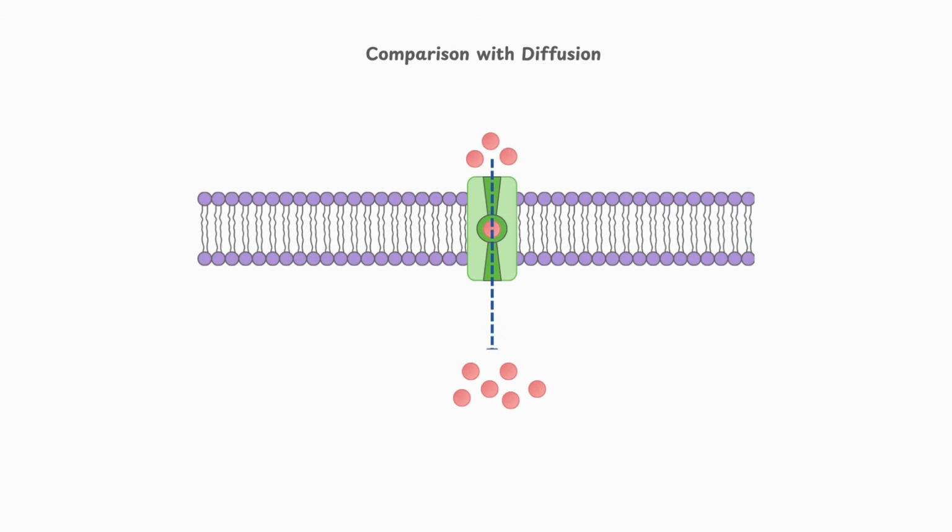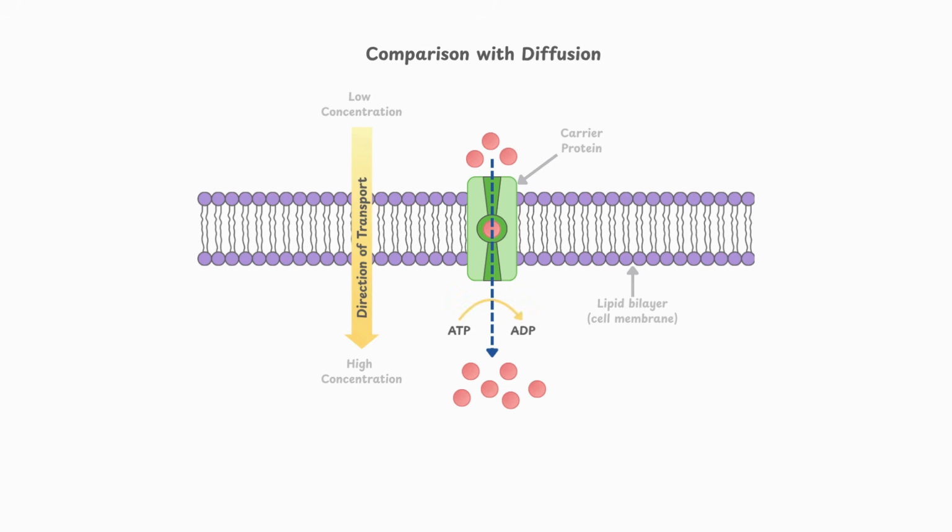Now, let's talk about active transport with diffusion. Here you can see the cell membrane in the middle, with a carrier protein embedded in it. The particles are being moved from a low concentration to a high concentration. This is the opposite of diffusion, where particles move from high to low concentration. Because the movement is against the concentration gradient, the cell uses energy from ATP.